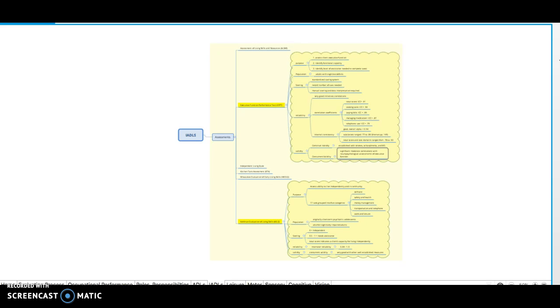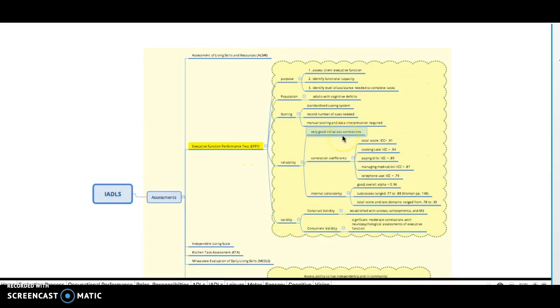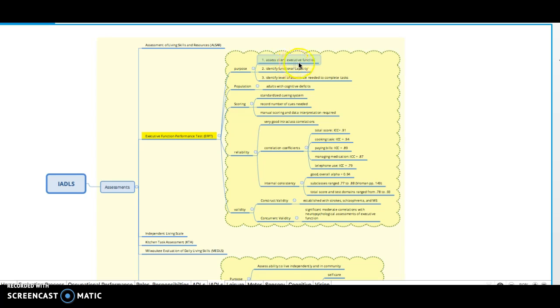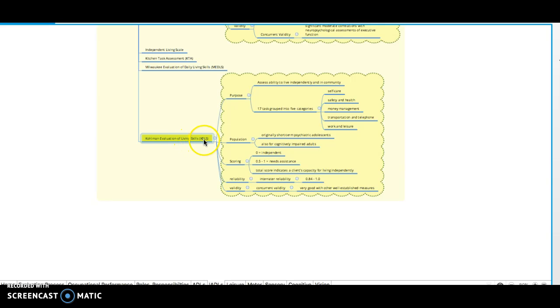To evaluate IADLs, we practiced especially with the Executive Function Performance Test to assess client executive function, identify their functional capacity, and identify the level of assistance they needed to complete the tasks using a standardized cueing system. We also practiced the Kohlman Evaluation of Living Skills in lab to evaluate a client's ability to live independently at home and within the community.